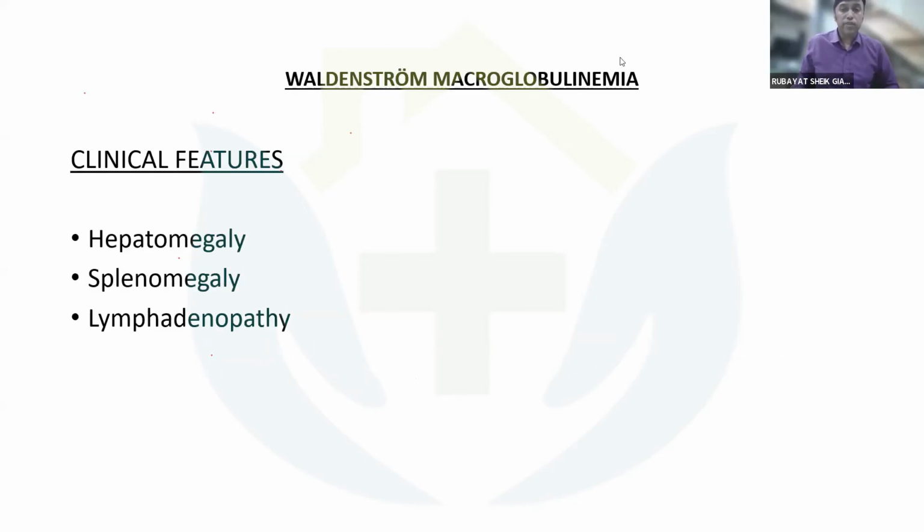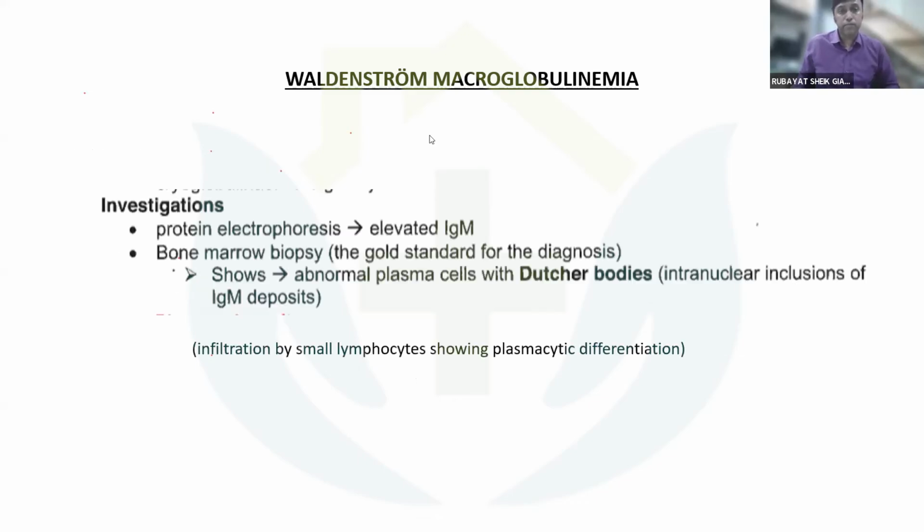As I told you, you will have organomegaly. This is a clue that will help you differentiate from multiple myeloma. You have to do all the investigations that we did in multiple myeloma. The point that will help you clinch the diagnosis is that when you do a protein electrophoresis, the IgM band will be very high because of the high levels of IgM.